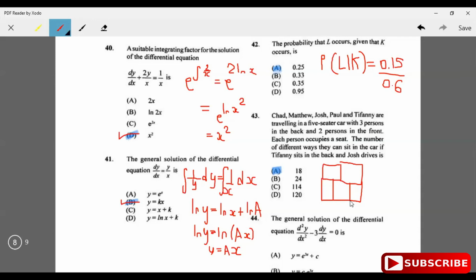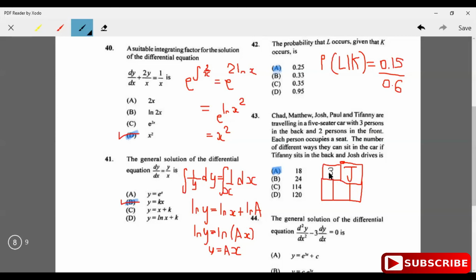They say each person occupies a seat, and ask for the number of different ways they can sit in the car if Tiffany sits in the back and Josh drives. So this is Josh's seat. Josh is the driver, so Josh takes this seat. Tiffany cannot sit at the front, so any one of the 3 persons can occupy this spot.